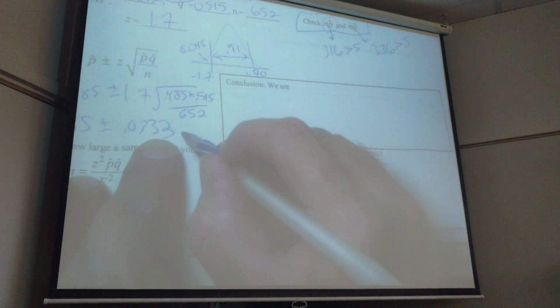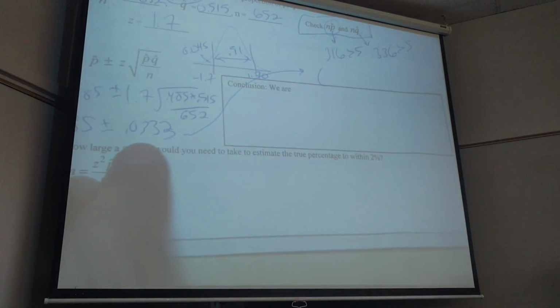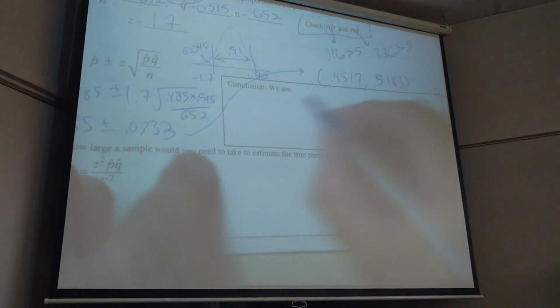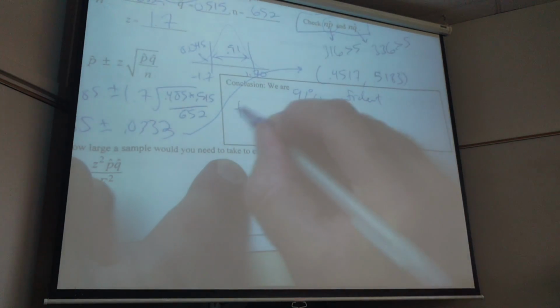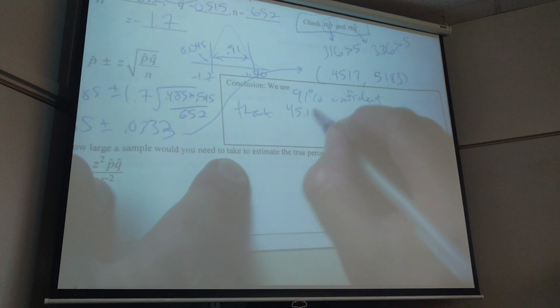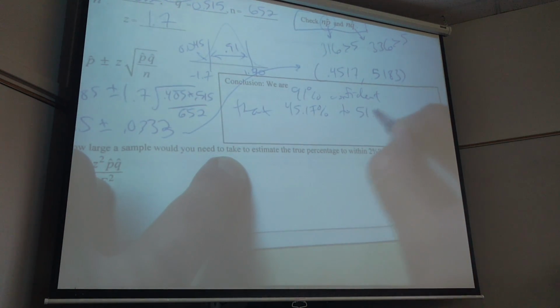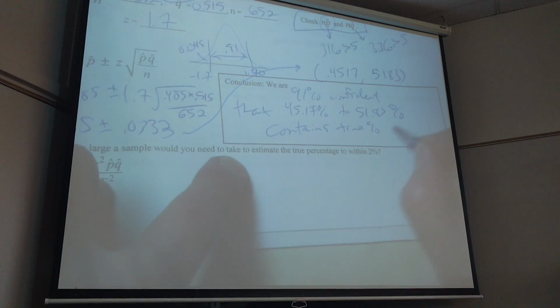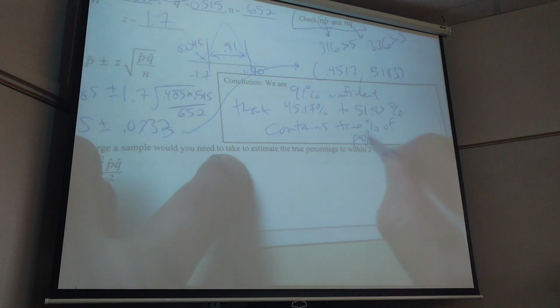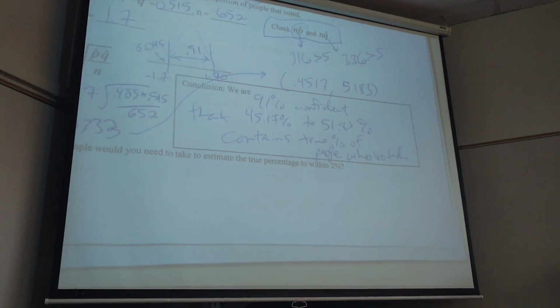So what do you get for the interval when you do this? 0.4517 and 0.5183. So we are 91% confident that the interval 45.17% to 51.83% contains the true percentage of people in Wisconsin who voted.